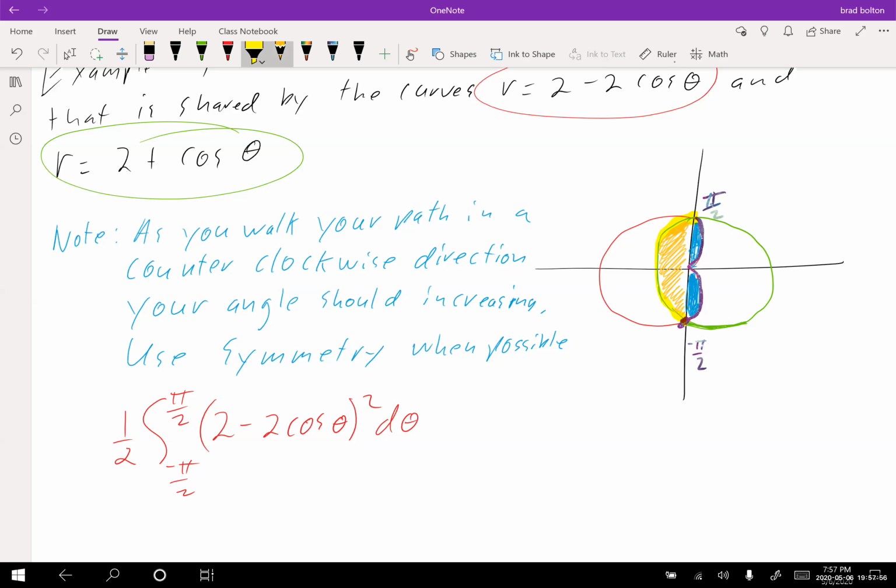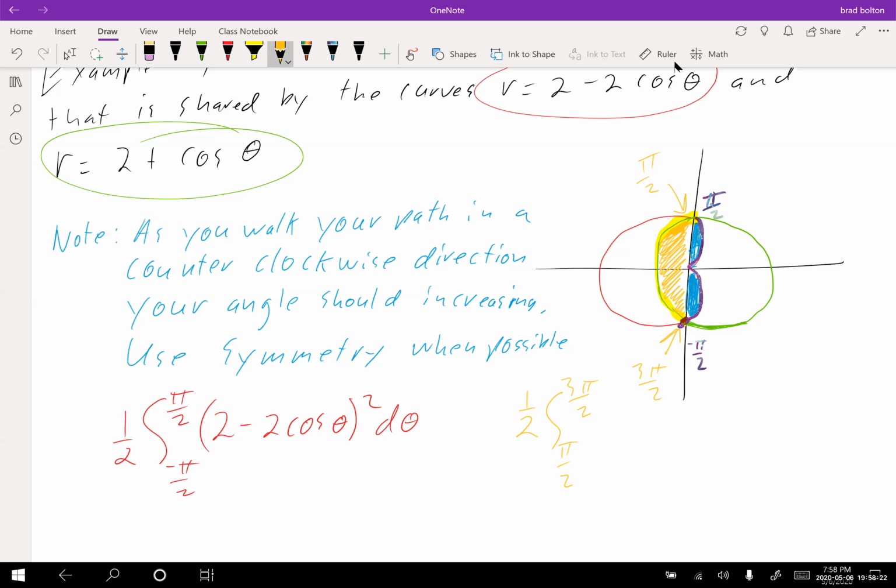Okay, so I have to do that calculation, and that would be 1/2 the integral. So what are those angles now? Well, those angles will now be pi halves right here, and then 3 pi halves right here. So it's all about walking in a counterclockwise direction, and your angle has to continue to grow, okay?